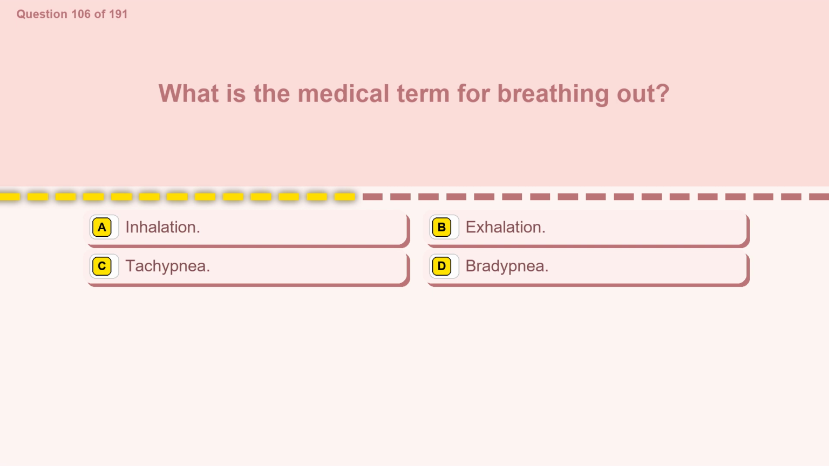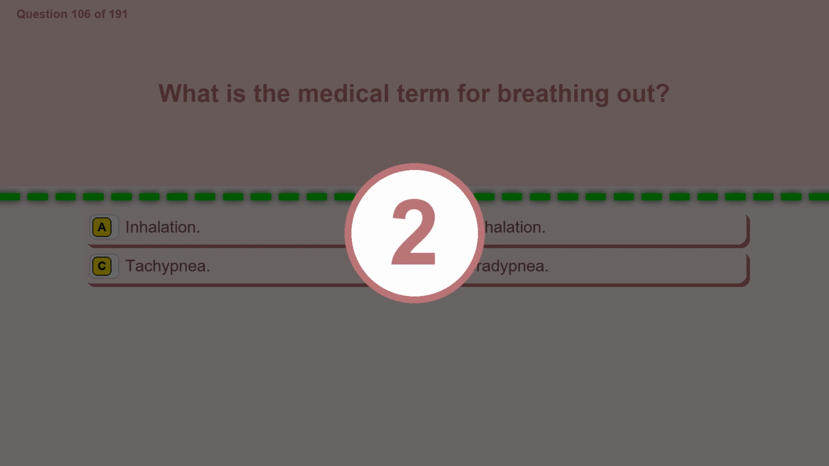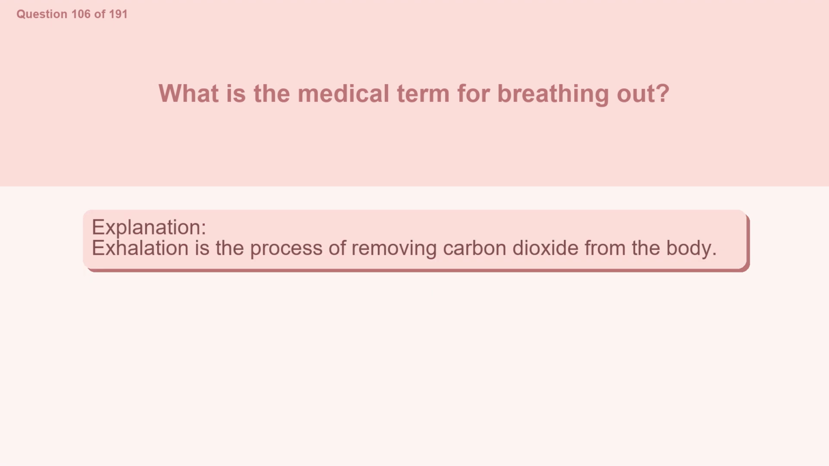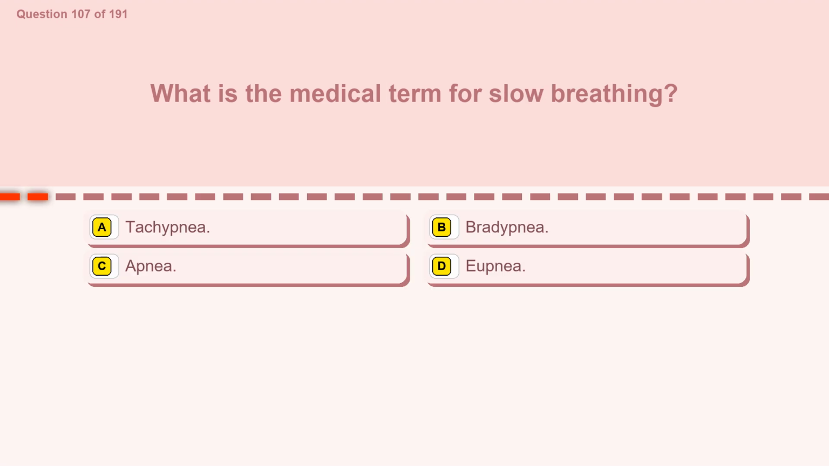Option A, inhalation. Option B, exhalation. Option C, tachypnea. Option D, bradypnea. The correct answer is option B, exhalation. Exhalation is the process of removing carbon dioxide from the body. Question 107. What is the medical term for slow breathing?